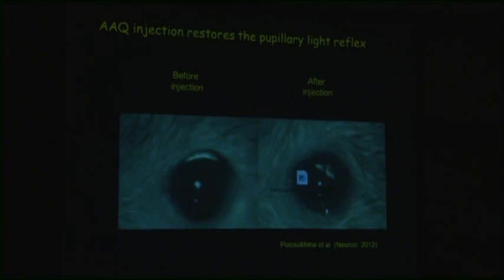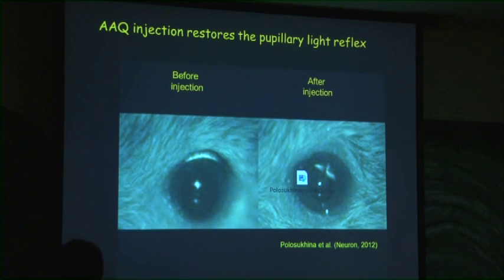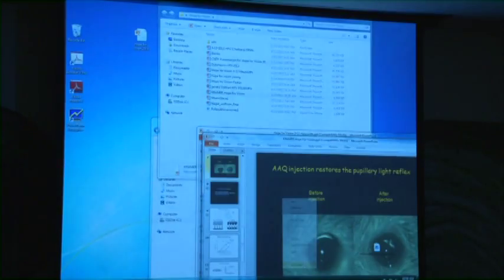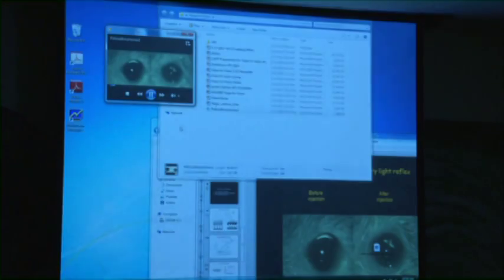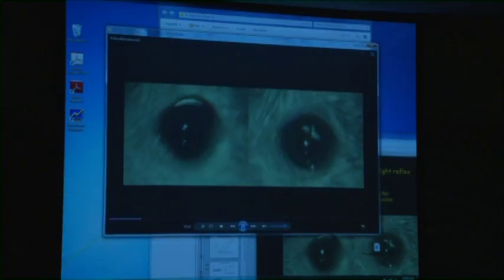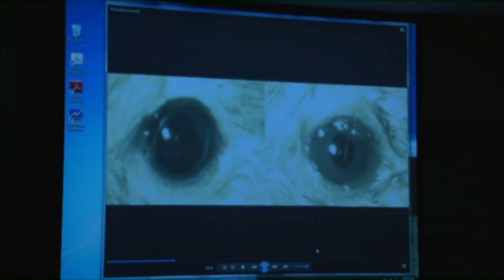And in addition, we have behavioral experiments showing that we can restore light-sensitive behavior. And for some reason, this didn't download perfectly well, so we're just going to do it the old-fashioned way. Here is a movie. Can we start from the beginning again?